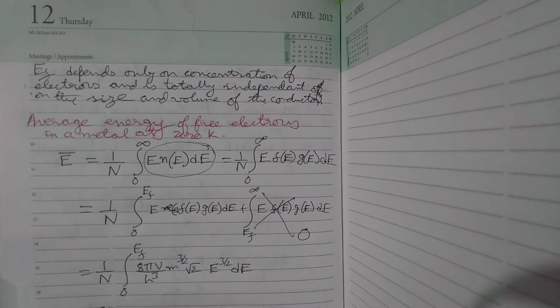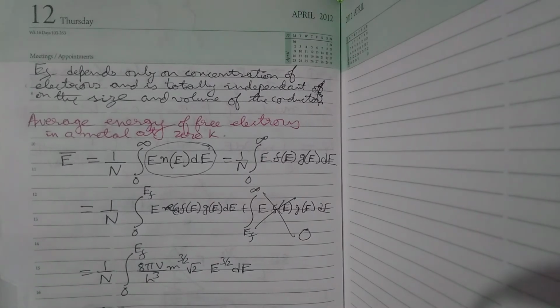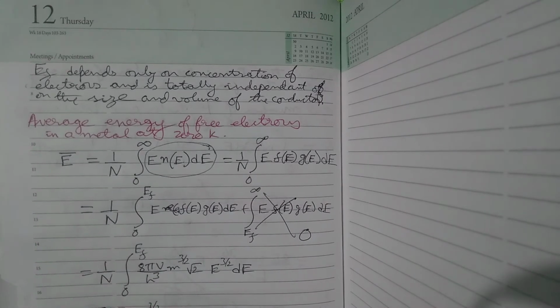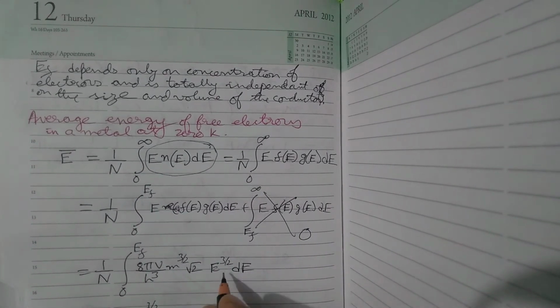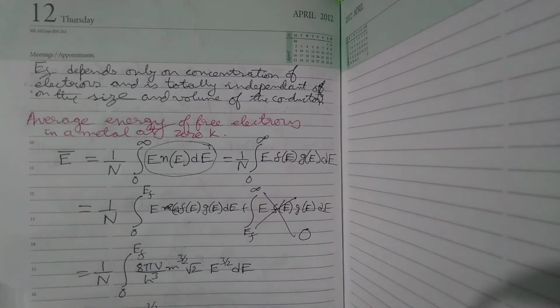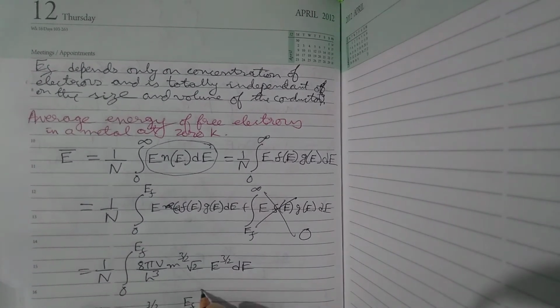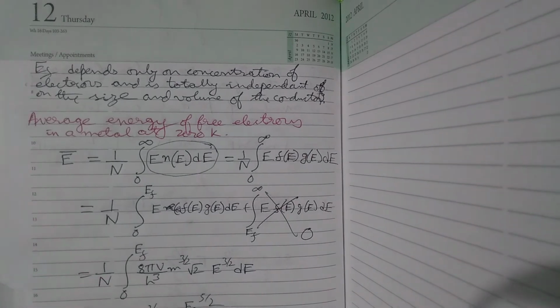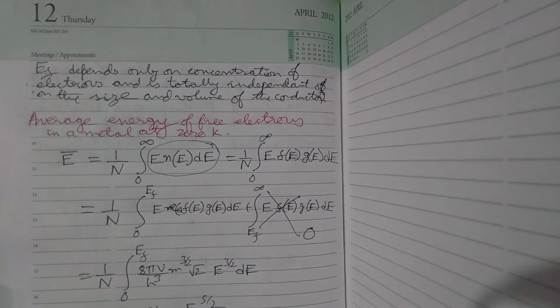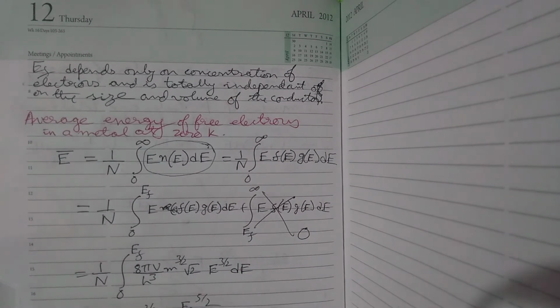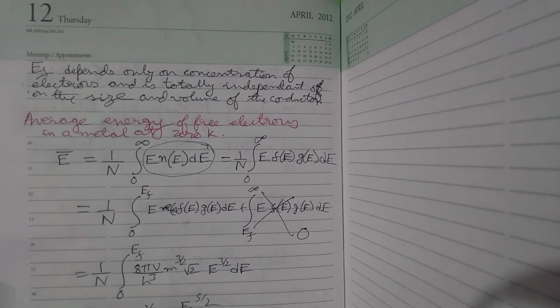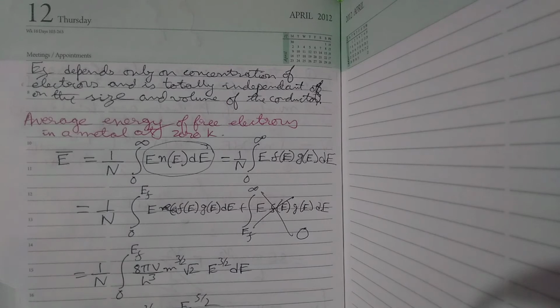8 pi root 2 into V into M to the power 3 by 2 by N into H cube into E to the power 3 by 2. Now the integration will be what? 3 by 2 plus 1, 5 by 2. So 5 by 2, and this will be what? EF to the power of 5 by 2. Okay, so this will be 16 pi root 2 into V M to the power 3 by 2 by 5 into N into H cube into EF to the power 5 by 2.